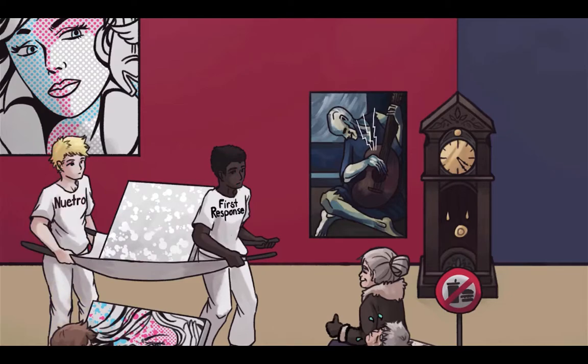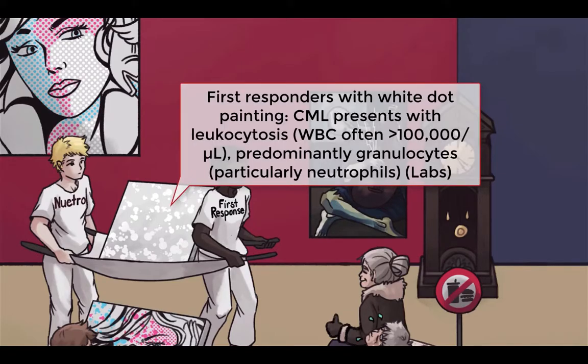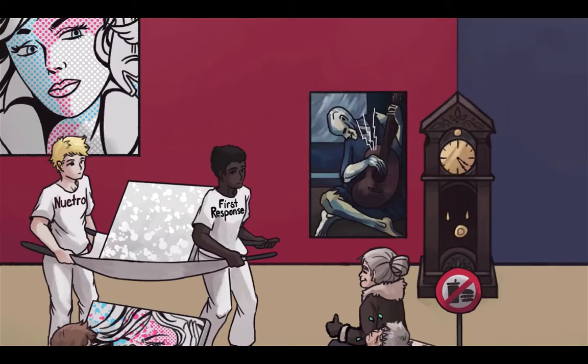Let's get some labs. One of the most important laboratory studies in the diagnostic workup of CML, or really any leukemia, is a CBC with differential. Marked leukocytosis, with a white blood cell count often greater than 100,000 per microliter, is a common feature of CML. And as I mentioned previously, white blood cell count actually correlates with the spleen size. The differential will typically reveal granulocytes, particularly neutrophils, as the predominant leukocyte type.